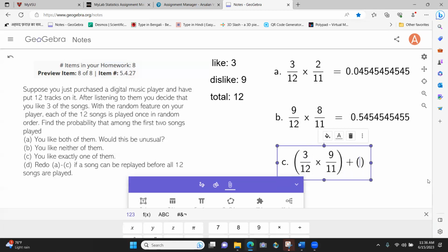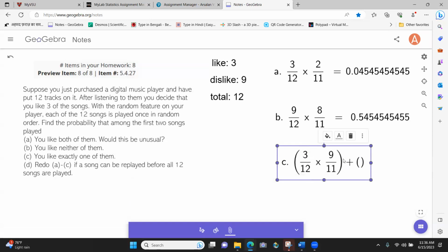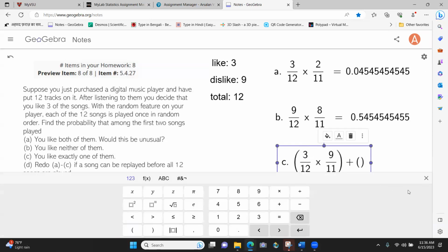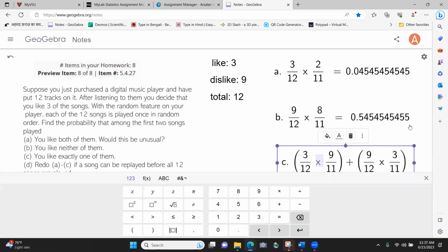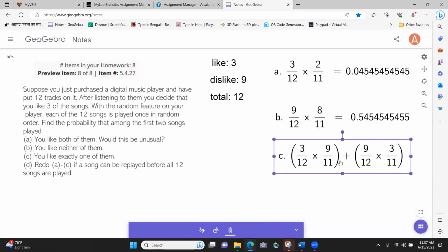Now, the second case is the first song is the one you dislike. That's going to be 9 over 12 times the one you now like. There are three good songs left out of 11. Now, some of you will say, oh, I could have just found the first one and multiplied by 2. Yes, that would have worked. I'll do it this way. Doesn't matter.